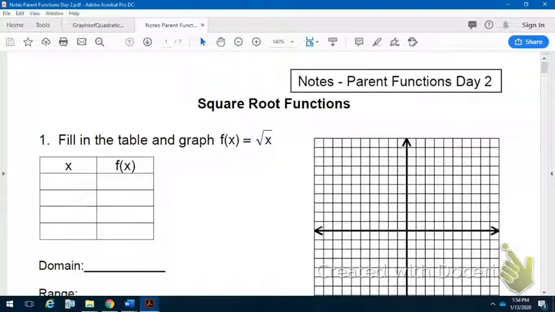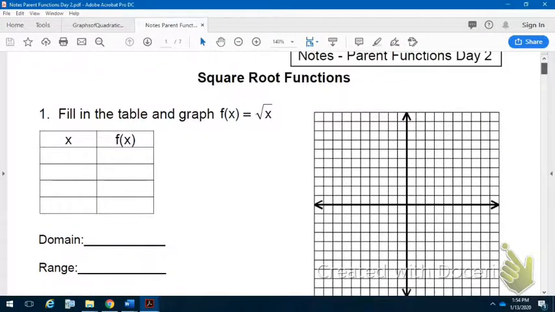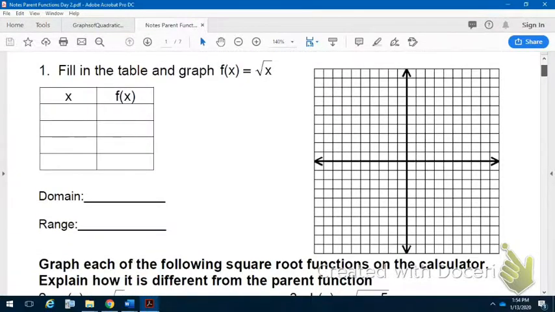So this is day 2. There'll be a third day of this, and then we'll move on to a review and a test over this material. So we're going to start with square root functions. Now I'm going to fill it out here on the note page that you received. You can then take it and transcribe it onto your parent function chart that we got last time we were in class.